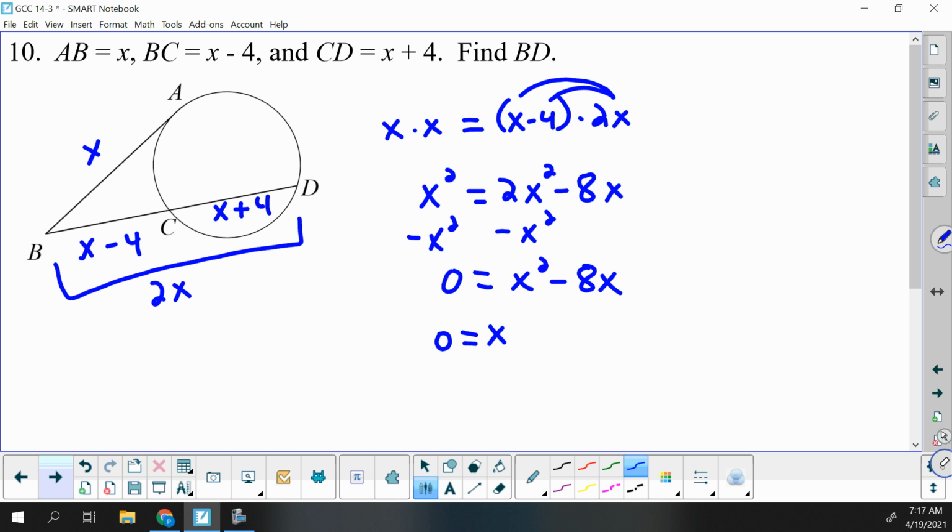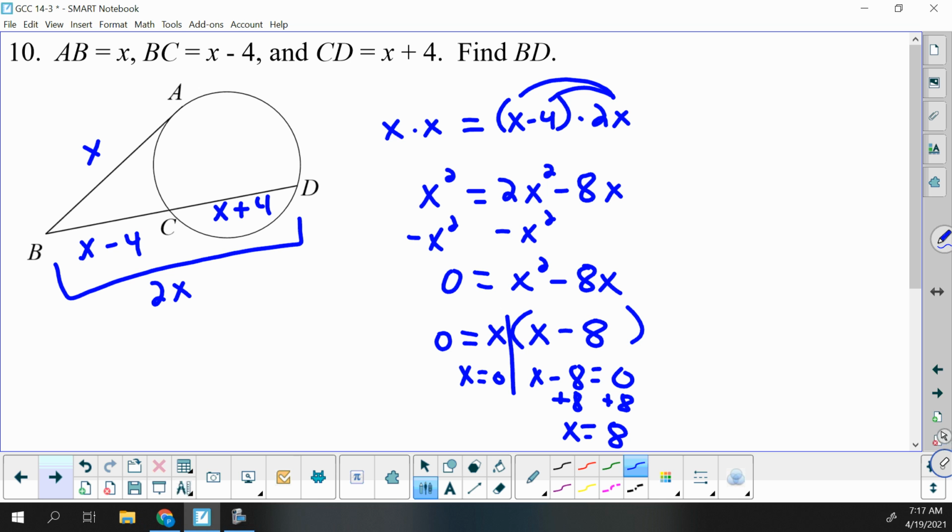Both those terms have an x that we can pull out. If you take an x out of the first term, we're left with x. Take an x out of the second term, you're left with -8. Well, just like our other ones, we'll set these each equal to 0 now. That first one's already done. X equals 0. Add the 8 over. We get x equals 8 for the other one.